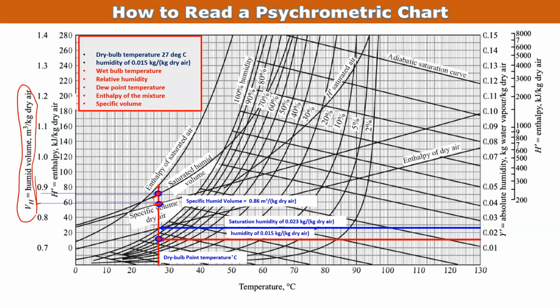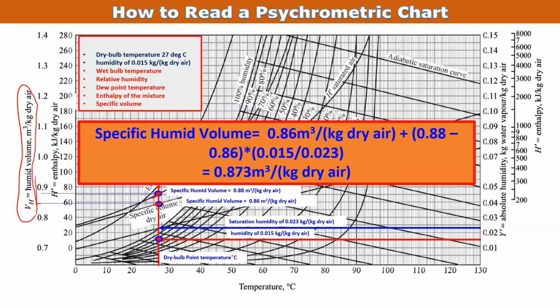Now the other point that will cut gives the specific humid volume, that is 0.88 meter cube per kg dry air. Now we can interpolate and we will get the specific humid volume. So the specific humid volume is 0.86, the dry air humid volume, plus the humid volume of the saturated air, 0.88, minus the dry air one, times 0.015 divided by the saturation humidity. If we do the calculation, we will get the specific volume as 0.873 meter cube per kg dry air.